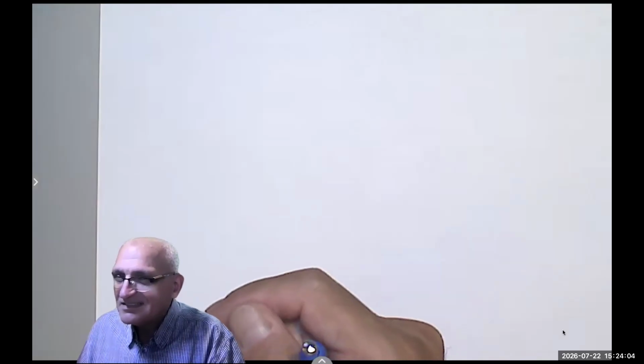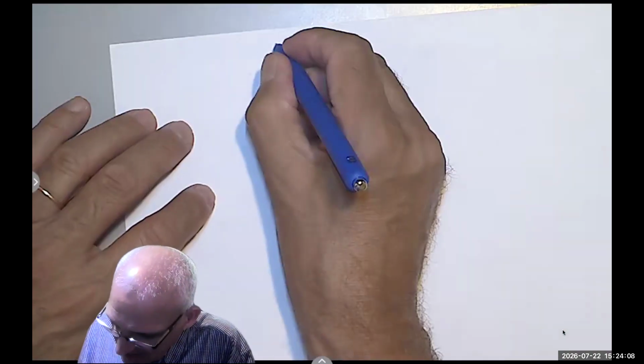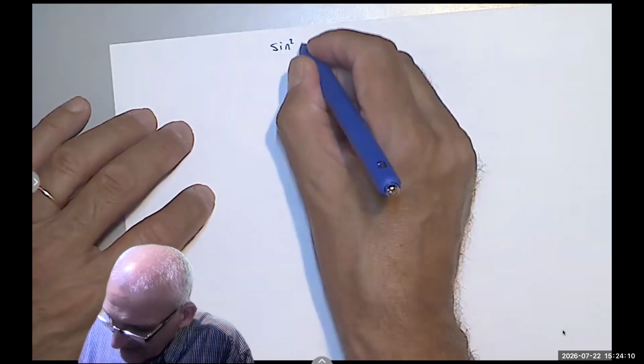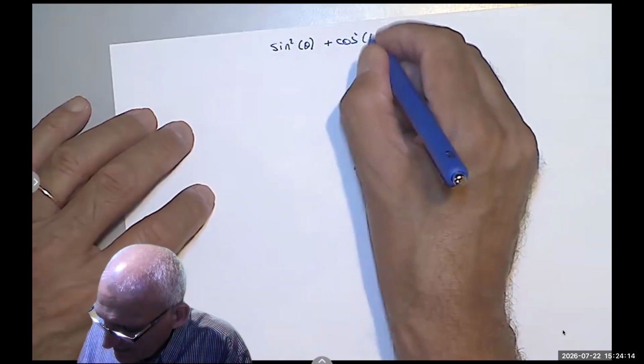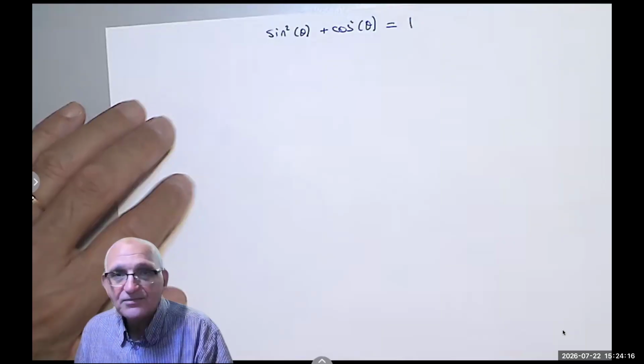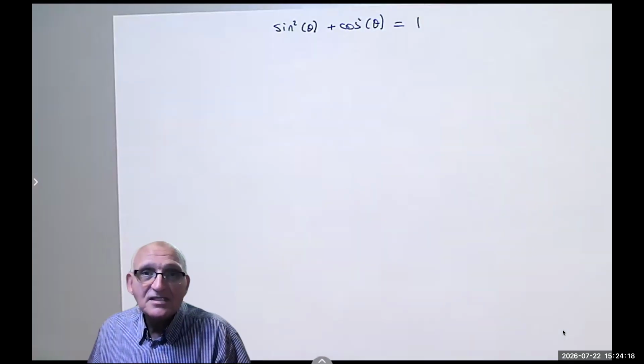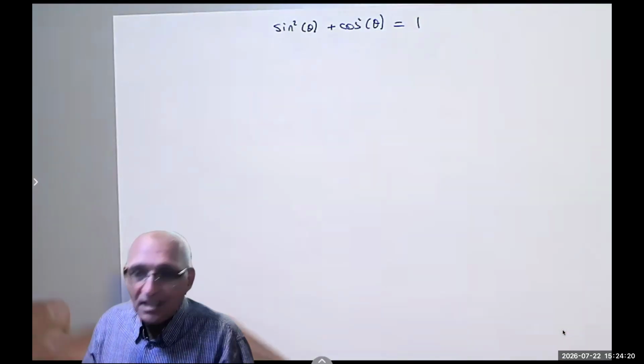I'm sorry. Okay, so the first identity, which I told you is not really an identity, it's a special case of an identity, which is sine square of any angle, let's say theta, plus cosine square of theta equals 1, right? But out of this, we have other identities.